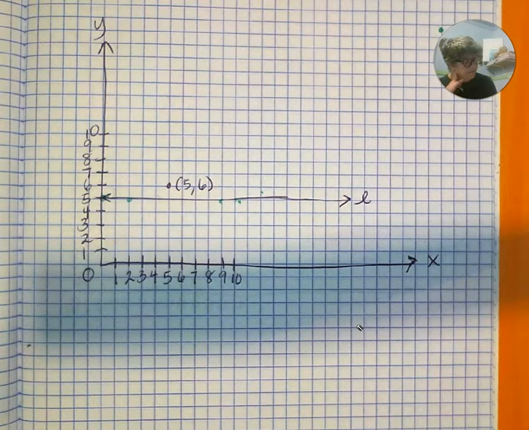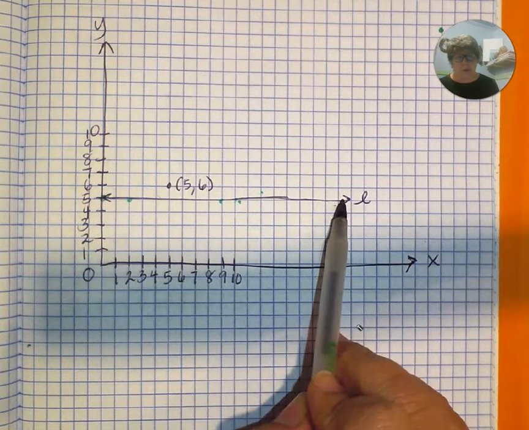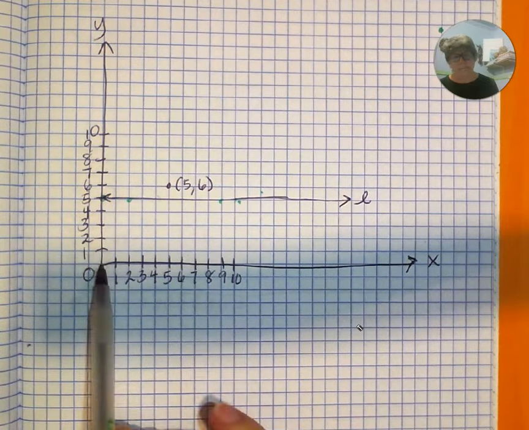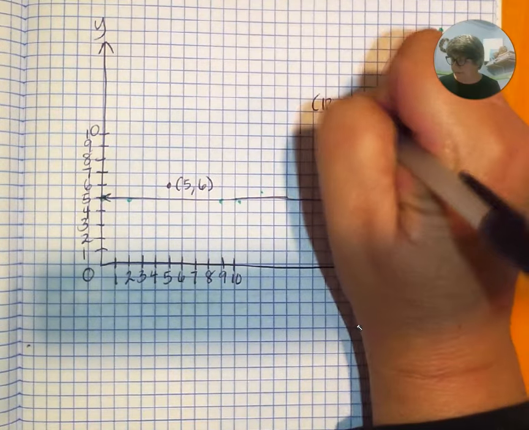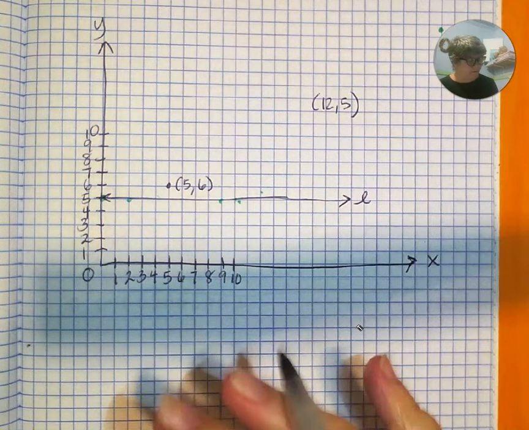Identify the ordered pair for a point that is on line L but is not visible on the part of the coordinate plane that we see. Okay, since our lines go on forever, you see the arrows on both sides. What is a point that's on line L that's not less than 10? What about (12, 5)? Right? Because it would be an x of 12 and a y of 5. So we always have to have the y of 5.